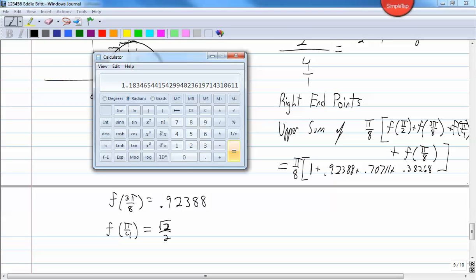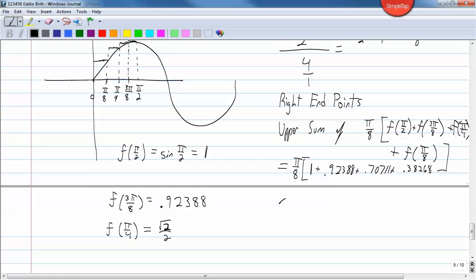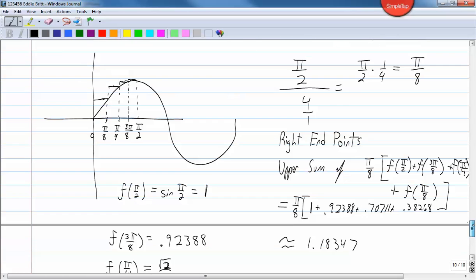Alright, so my upper sum is 1.1837. So it's about 347. That's my upper boundary. My upper sum.